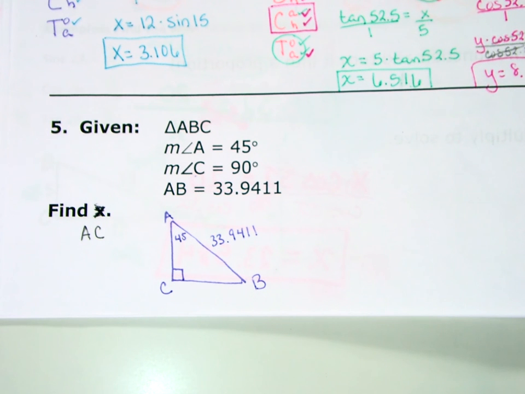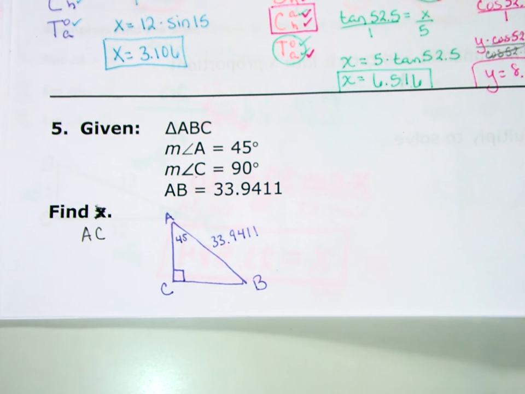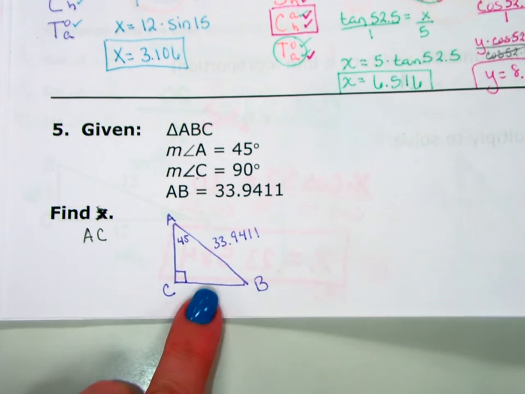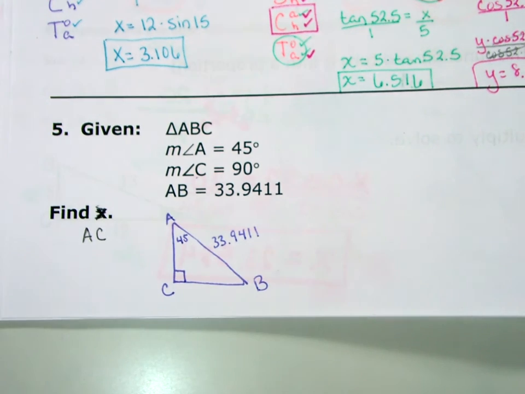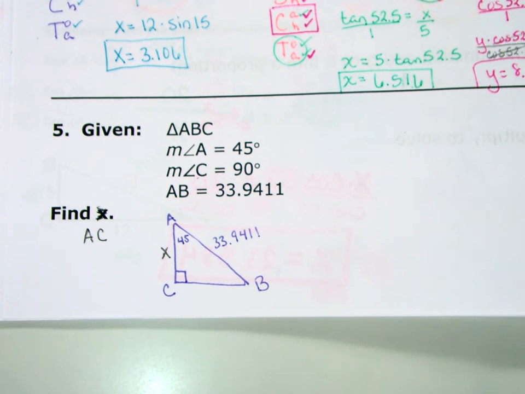Now the first thing I notice when I see this is, oh, this is a 45, 45, 90 triangle. So it should be leg square root of 2, but since we're doing trig, let's do trig, and then we can verify and see if it's leg square root of 2. We'll use that to check our answer. So the first thing I'm going to do is figure out what I want. I want AC, so I'm going to put an X there. That's what I'm trying to find.